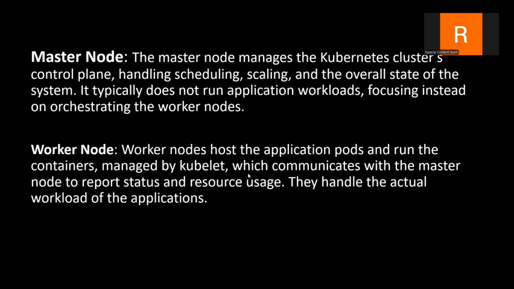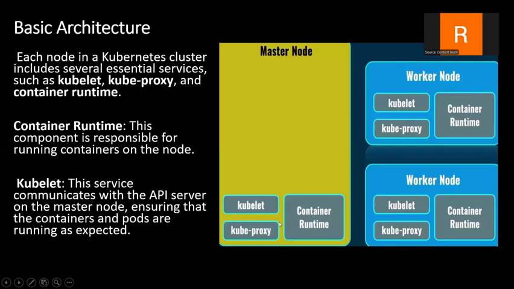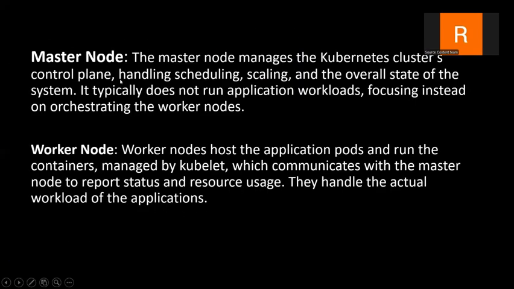Worker nodes host the application pods and run the containers managed by kubelet. I explained all of these things previously also. It communicates with the master node to report status and resource usage. They handle the actual workload of the application. This is the basic thing: how the master node communicates with the worker node. Not the kubelet directly, but there is another term also. I'll move to kube-proxy and API server. Just read it, and after that I will explain.